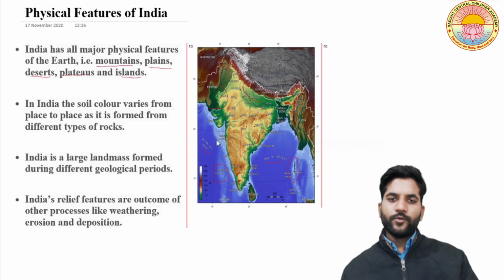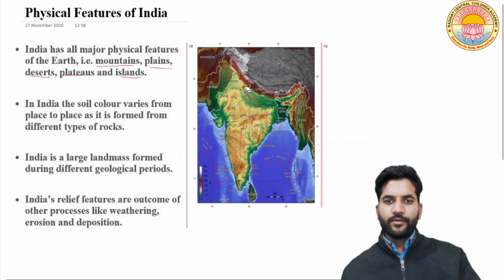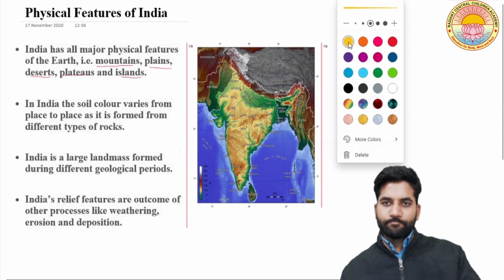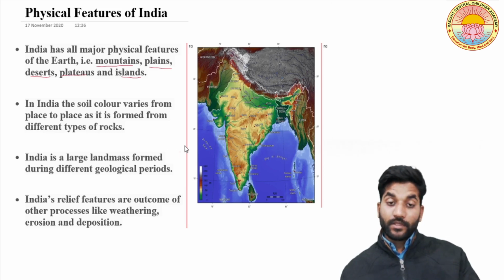So if you see the terrain of India, you will find that almost every kind of land feature or physical feature is present. So India is not only diverse in the sense of culture, it is also diverse in the sense of physical features also. Let's talk about the second point.